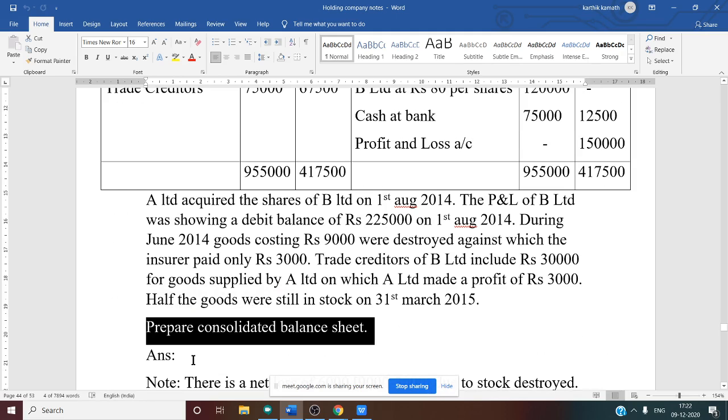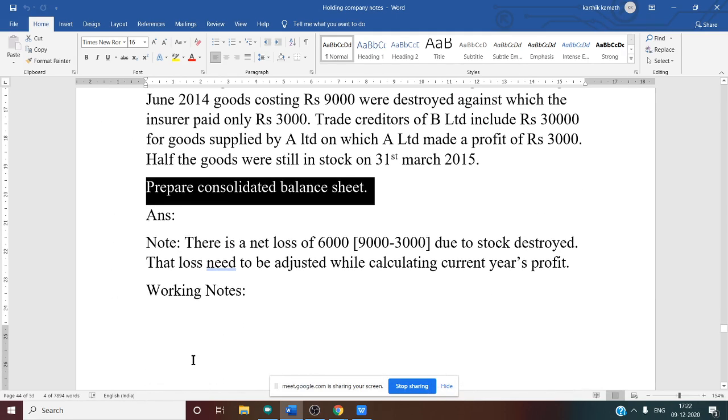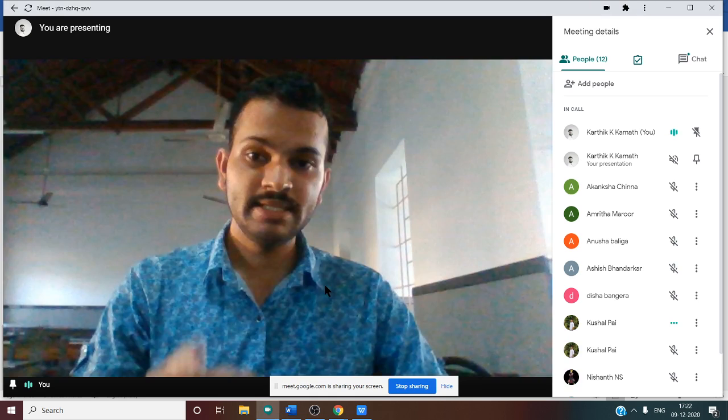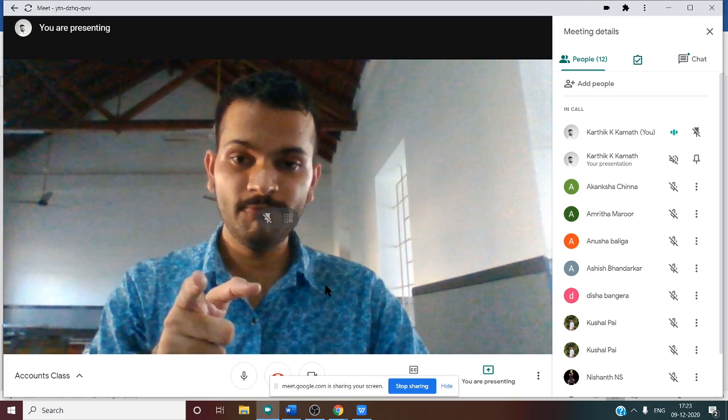So now we'll see the solution part. Before that, one note is given for better understanding. There is a net loss of 6,000. Why? Because goods were destroyed and the company paid only 3,000. So there was a loss of 6,000. This loss needs to be adjusted while calculating current year profit. That means you have to consider this loss for current year profit.